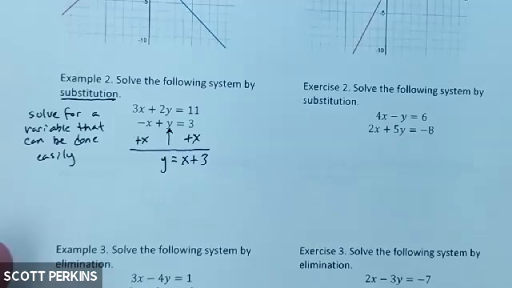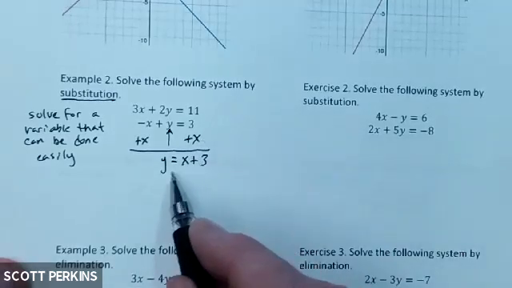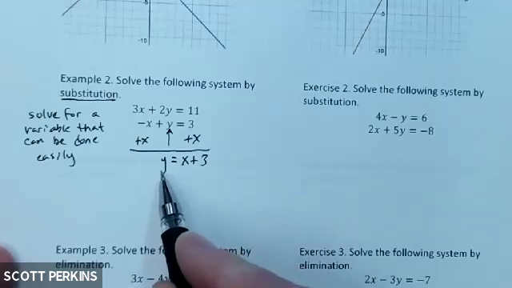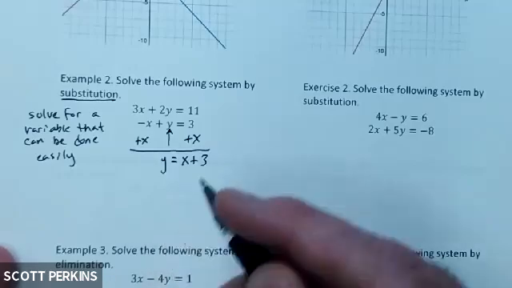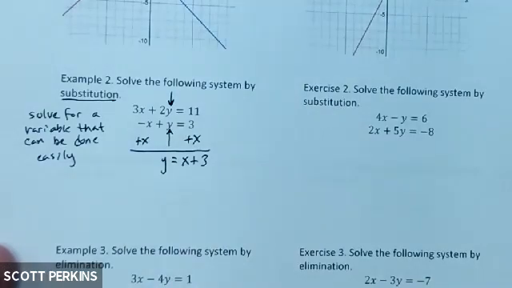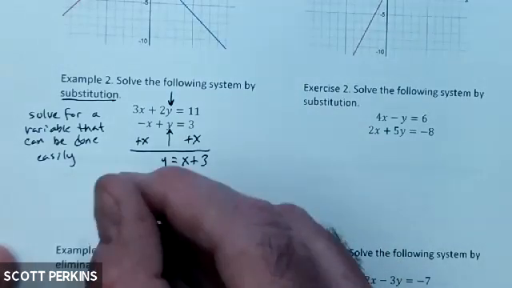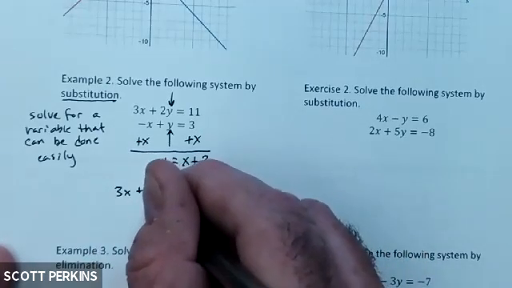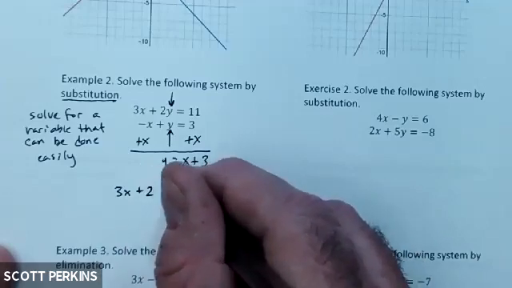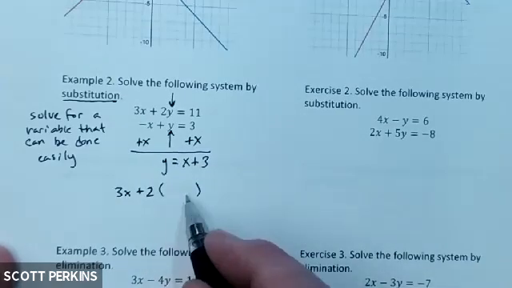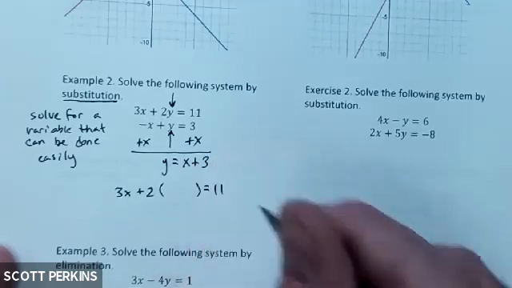Then what we do with that now is we're going to take this equation, which says y is equal to x plus 3, and I'm going to plug it in for the y in the other equation. So I'm going to plug what I just have now in for y in the top equation. So that top equation is 3x plus 2 times y. Now, I've done this before, so I'm being consistent. Instead of plugging in right away, I'm just going to put a parenthesis here. That's blank. That parenthesis represents the y. And then that's equal to 11.